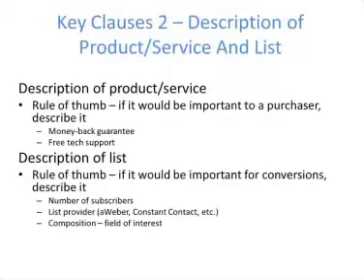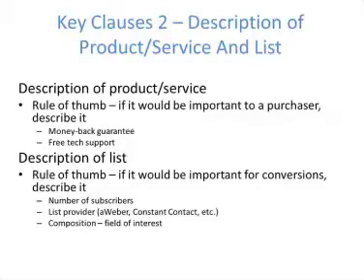Key clause number two, the description of the product or service and the list. This is always an important element of any contract, and it needs to be documented. Regarding the product or service, the rule of thumb is if it would be important to a purchaser, then it should be described in the agreement. And not only the exact product itself, but additional features and services that might support it, such as a money-back guarantee, also free tech support.